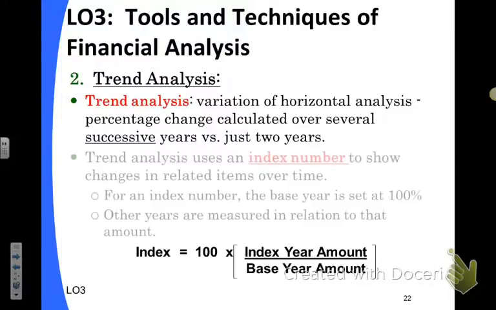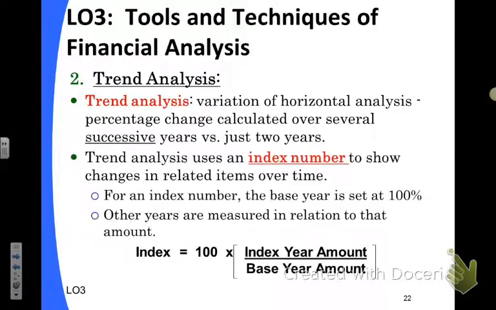Trend analysis uses an index number to show changes in related items over time. And for an index number, the base year is set at 100%. So the first year is basically 100%, and then the other years are measured in relation to that amount. So you basically start with one base year, and then you compare each subsequent year to that base year. And you're looking to gauge a trend. How does it move from that base year?